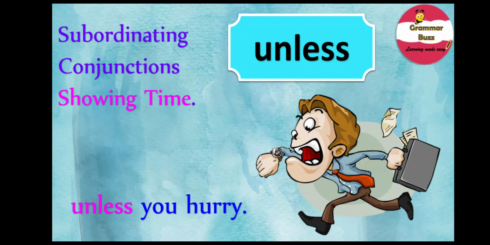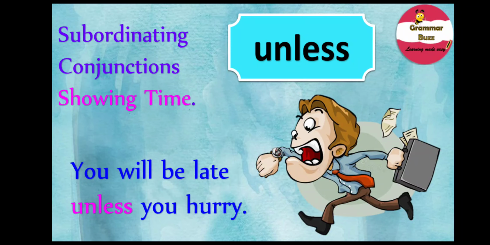So let us complete this sentence by joining it to another independent sentence. Let's say the sentence is, you will be late. You will be late is an independent sentence in itself as it makes complete sense or complete meaning. And when we join this to a dependent sentence, you hurry, we use the subordinating conjunction unless. So, you will be late unless you hurry.